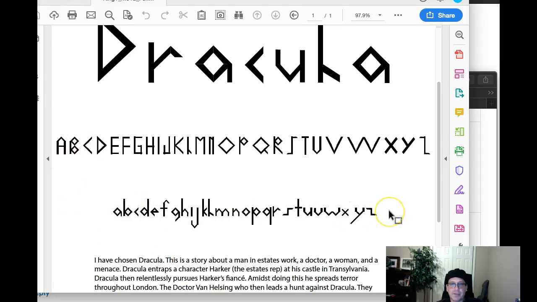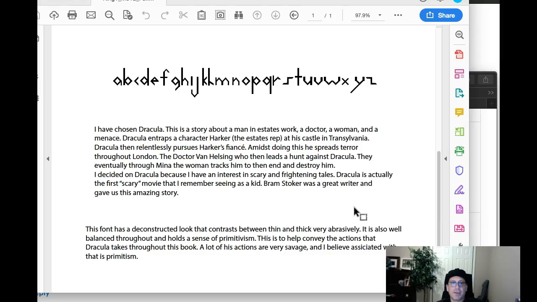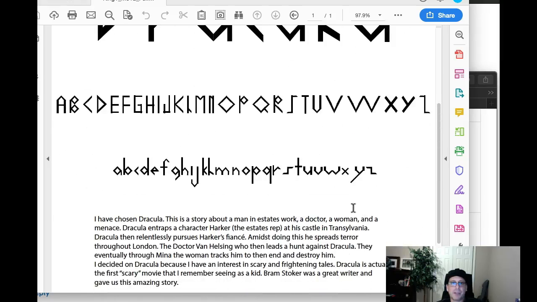Lowercase letters look fantastic. Really, really good relationships there. Lowercase Z, lowercase S look fantastic. Good consistency there.